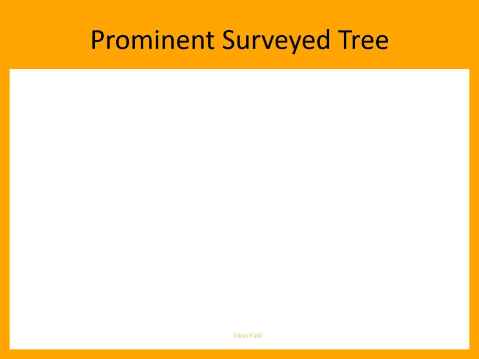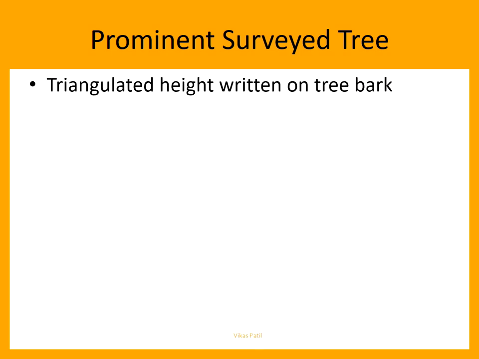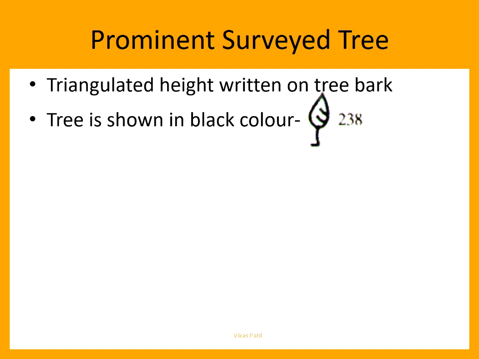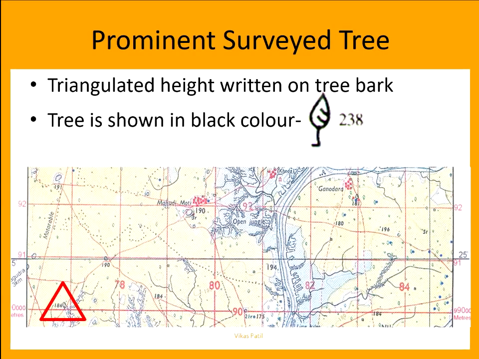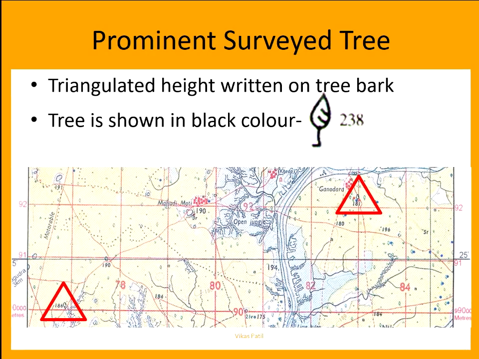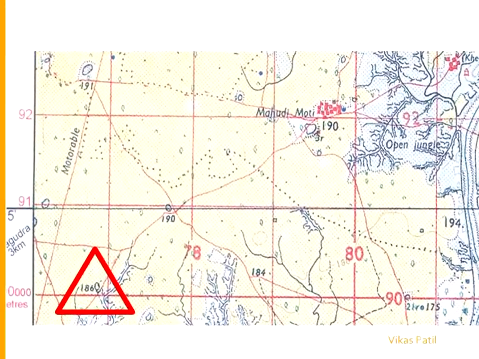Second type of height is actually a triangulated height only, but it is written on the bark of special trees which are prominent survey tree. The short form is PS tree. Tree will be shown with black color and the height will be written along with the symbol of the tree. Let's look at a couple of examples. You see 186 with the symbol of tree and 181 with the symbol of tree. Now here, while explaining the meaning of this, you have to write the triangulated height of the place written on prominent survey tree is 186 meters from the mean sea level.